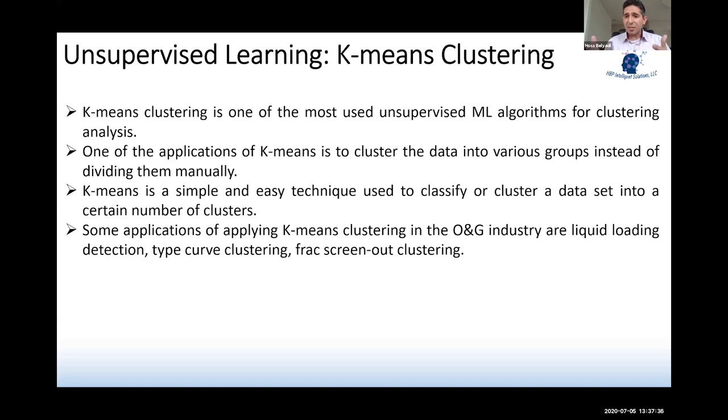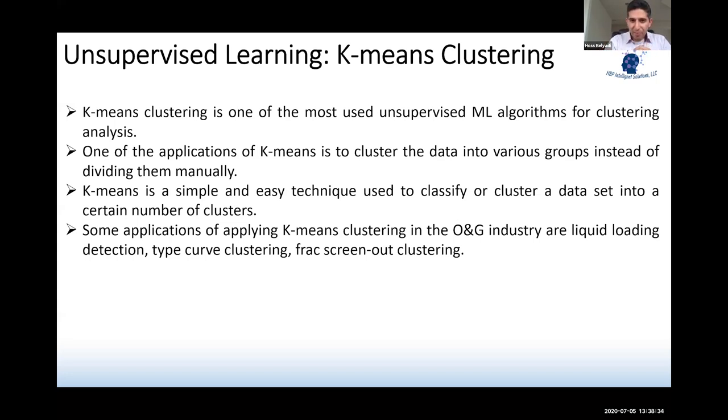One of the ways that the industry uses right now to detect liquid loading is using Turner and Coleman rates. These are empirical equations that were developed back in the 50s or 60s for vertical wells. So we said, well, why can't we apply an unsupervised technique to cluster the data into two clusters, loaded versus unloaded, okay? That's when we used K-means clustering, which is an unsupervised machine learning algorithm, to do that. So what is K-means? K-means is one of the most widely used unsupervised machine learning algorithms. It can be applied to different problems like type curve clustering that I talked about, liquid loading detection, frac screen out clustering, and so on and so forth.